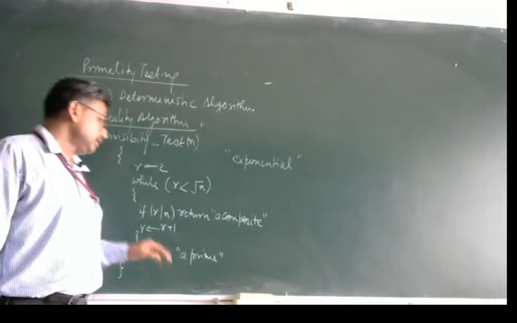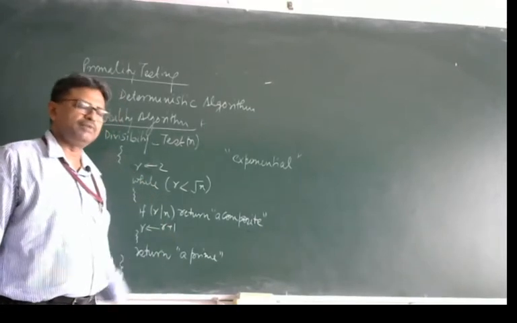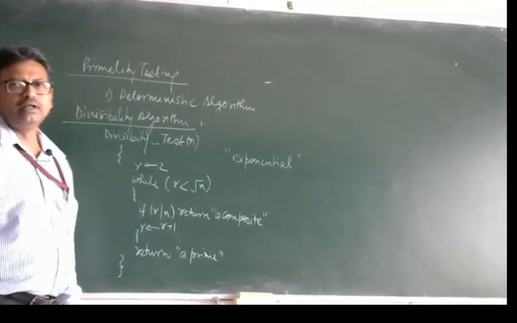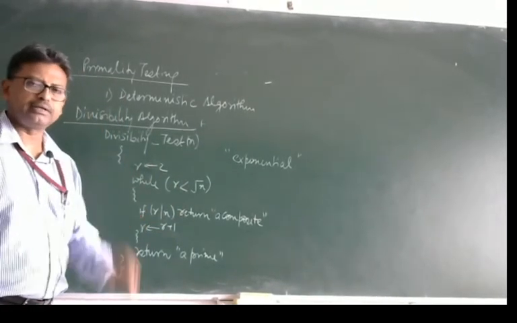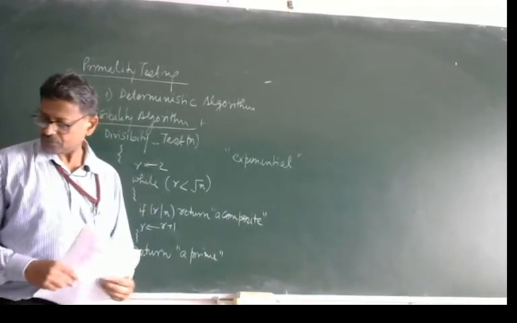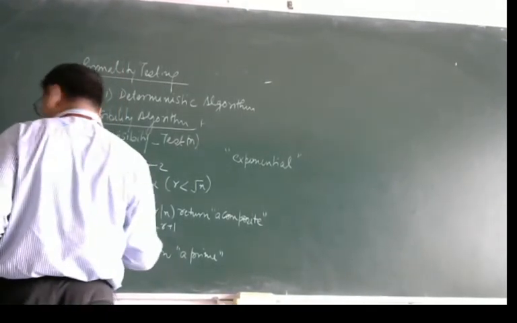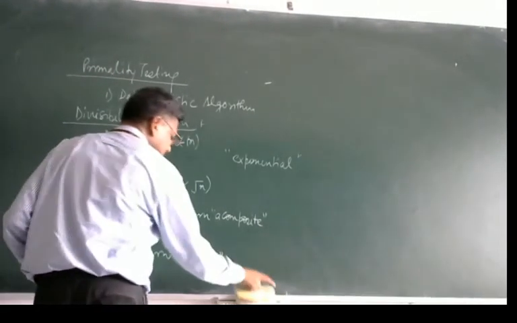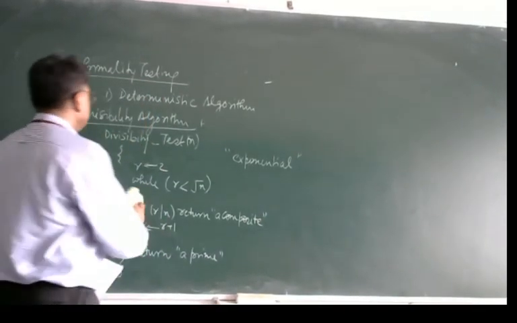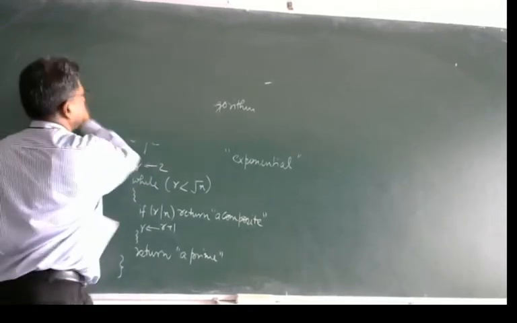Of course, this method is going to give you the correct result. If the number is a prime, it will declare that it is a prime. But if it is a composite, it will declare it a composite. But due to this problem, we have to go for another algorithm which lies under the category of probabilistic algorithm. So what is that?